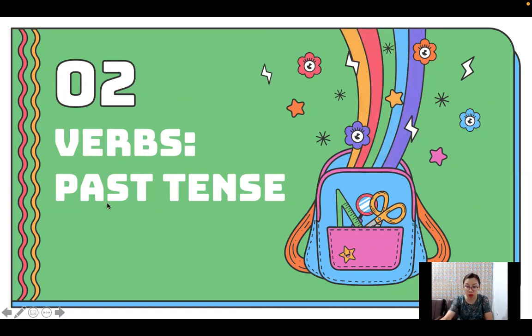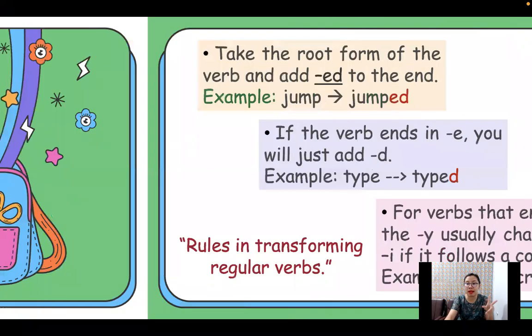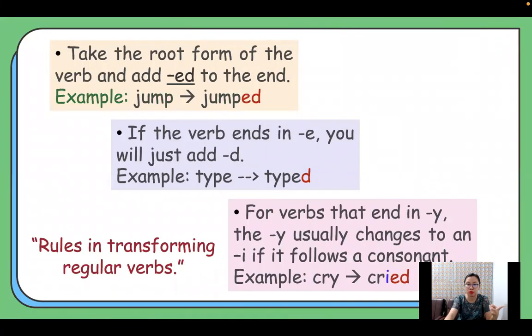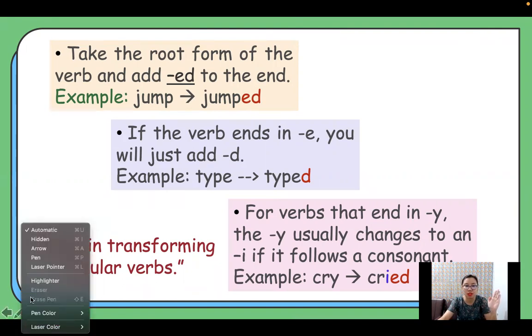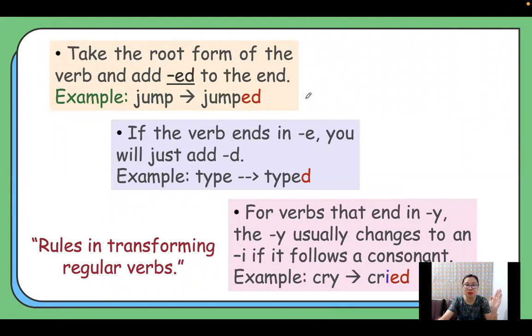We have 2 types of verbs, the regular and the irregular verbs. In this past tense, we divide the verbs into regular and irregular. Regular verbs are the simple type of verbs where you just add something at the end of the word to transform it. But irregular verbs are the verbs that transform the base form completely.